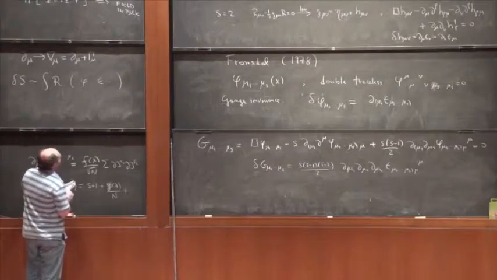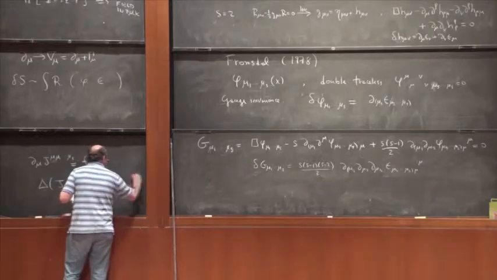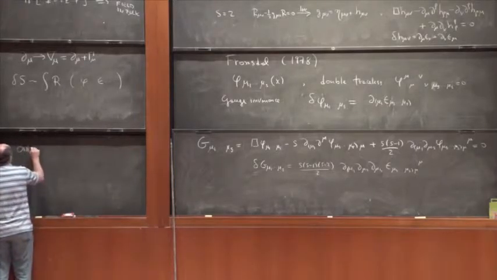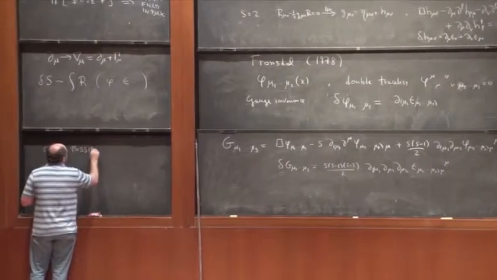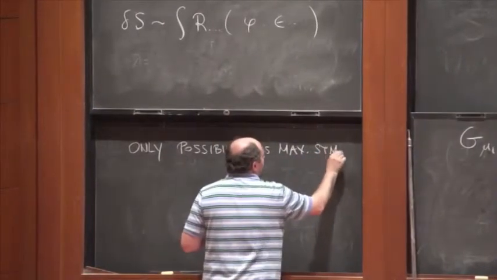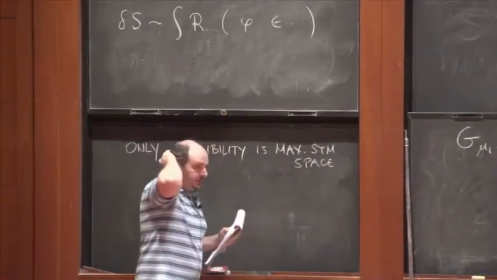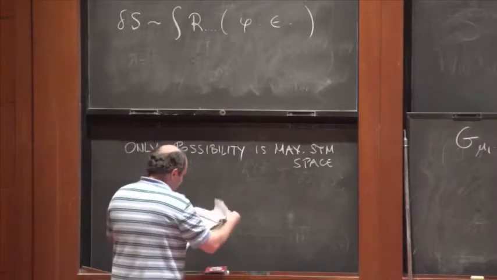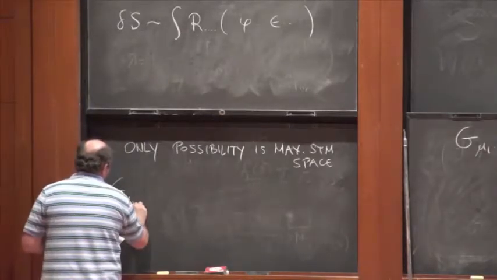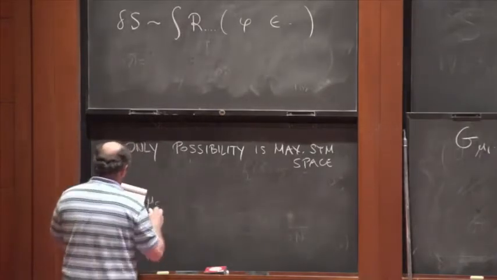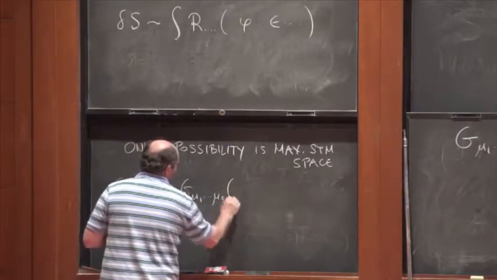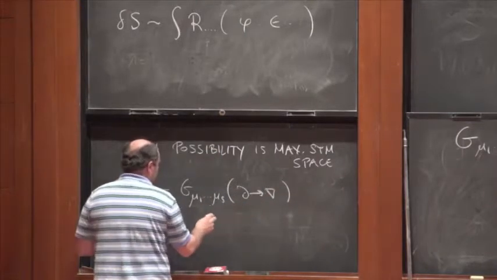So I think this cannot be seen very well. So the only possibility is a maximally symmetric space, so of course flat, de Sitter or anti de Sitter. Okay. Then the action can be made gauge invariant provided you slightly correct this tensor that I defined there. So it will be the covariantization plus a correcting term which is quadratic.